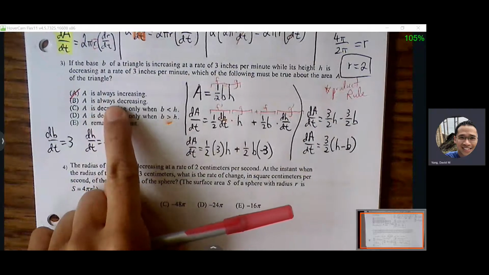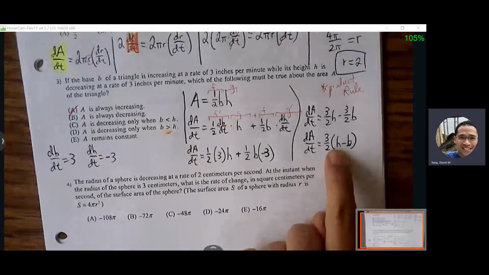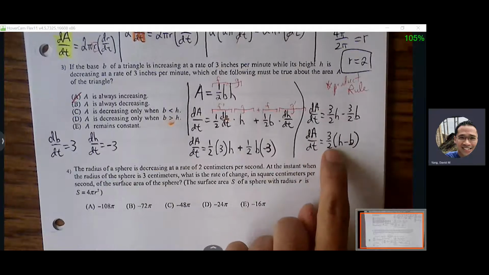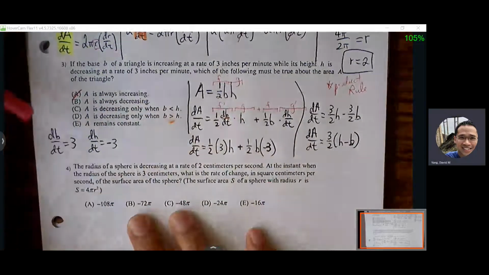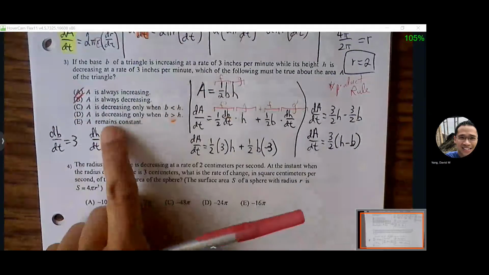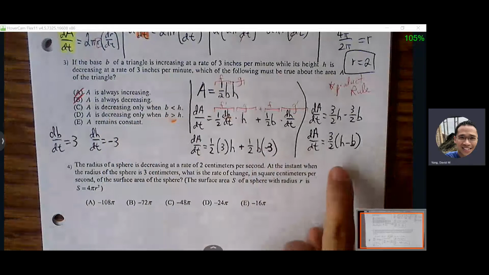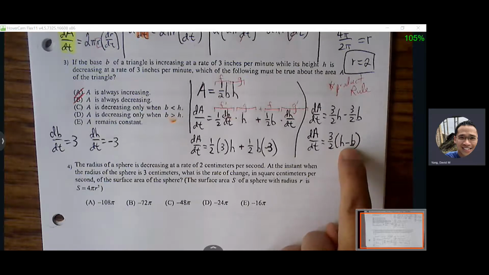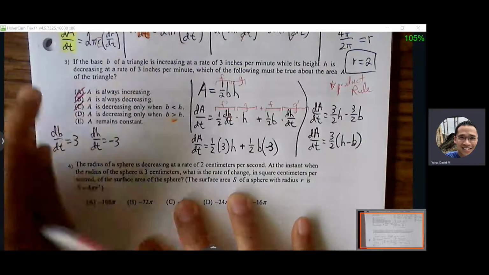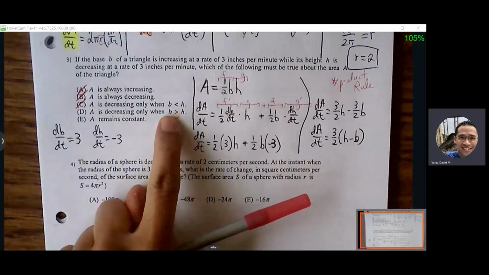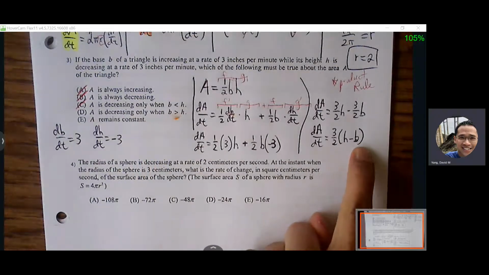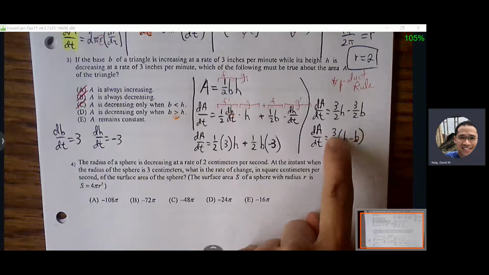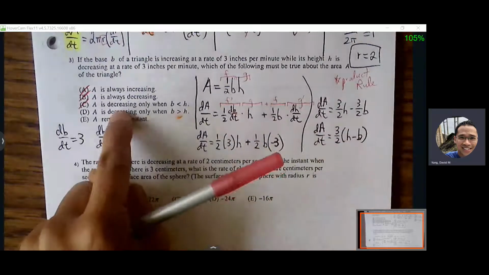A is always decreasing. True or false? False, right? Again, I can force h to be larger, and all of a sudden dA dt is positive, and that's going to go against that second statement. Okay. A is decreasing only when b is less than h. False, right? Imagine b is smaller than h, then this is going to end up being a positive value. Let's say it's 4 minus 1 or 6 minus 3. So that's not true. A is decreasing only when b is greater than h. That's true, right? If b is greater than h, then I can guarantee this will give me a negative value, and negative dA dt would mean A is decreasing.